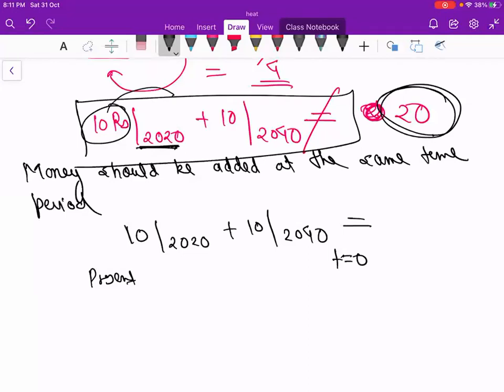It is not equal to 20, but it is equal to, what answer will come? Tell me. Do it fast. Okay, interest, take it as 9% per annum. Interest is 9%.